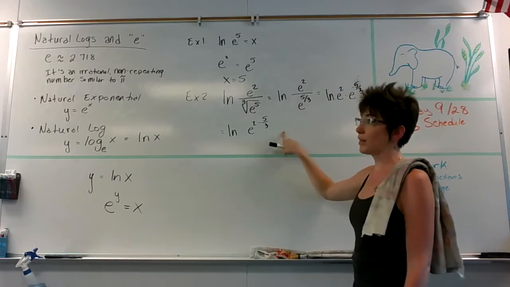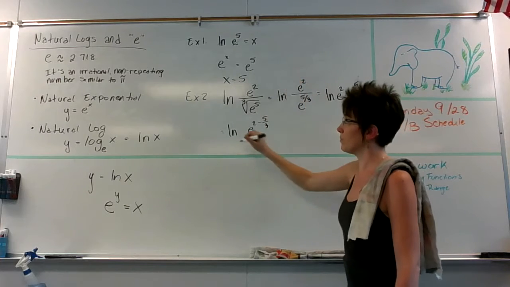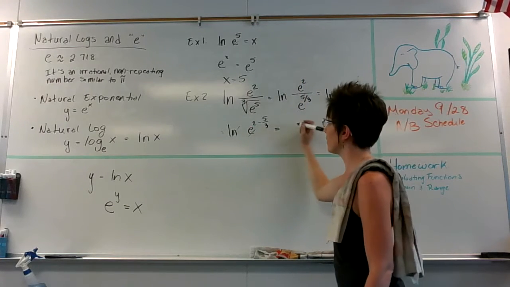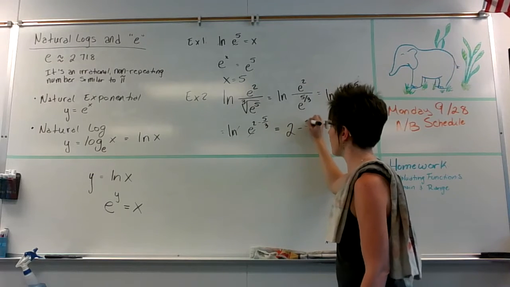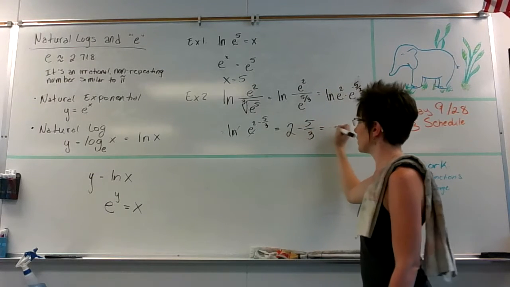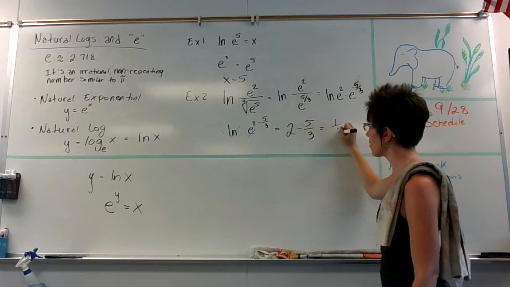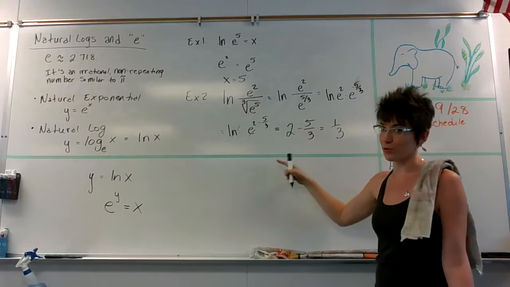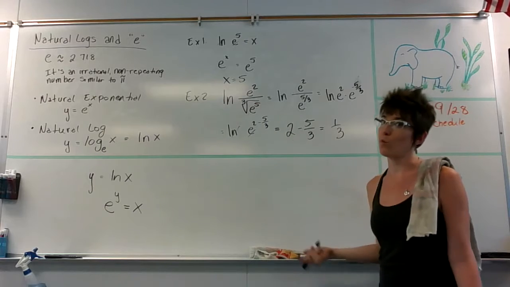And now, thinking in terms of this last problem, the natural log and e ultimately cancel each other out. And my final answer is 2 minus 5/3, or more commonly known as 1/3. It's just common denominators here. 2 is really 6/3, so 6 minus 5 is 1/3.